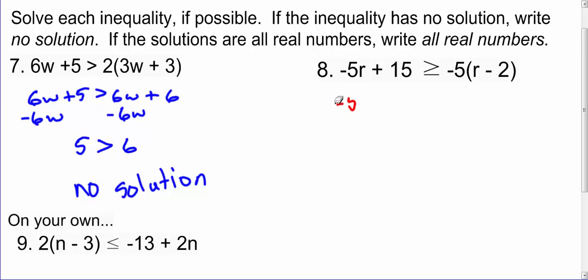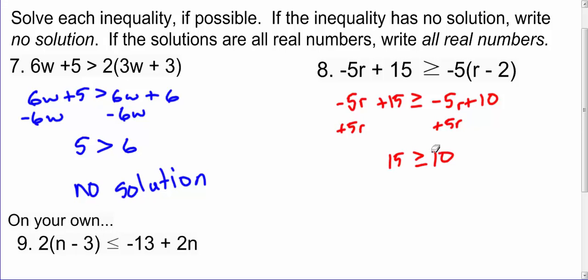Same idea, a little distribution. So negative 5r plus 15 is greater than or equal to, and we'll have negative 5r plus 10. If we add 5r to each side, we'll be in the same scenario we were in a minute ago. Well, sort of the same. And we'll have 15 greater than or equal to 10. Now again, no variables, so I can't really solve this for r, but I can look at it this way. When is 15 greater than 10? Always. So that's all real numbers.